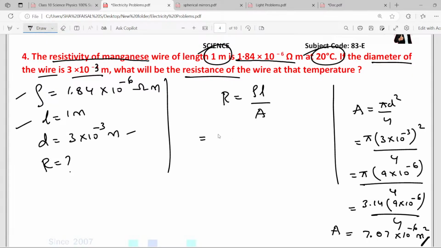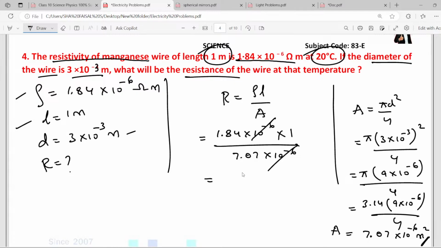R equals rho l by A. What is rho? 1.84 into 10 power minus 6. What is the length? Length is 1 meter. Divided by the area of cross section. We have got 7.07 into 10 power minus 6. Am I right? Now as we can see, 10 power minus 6 and 10 power minus 6 get cancelled.